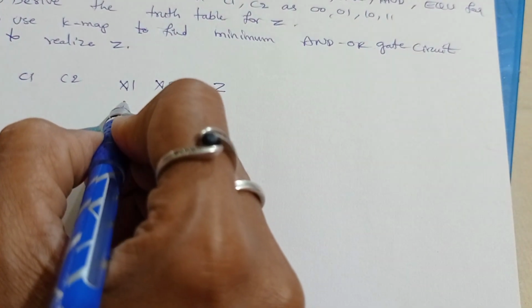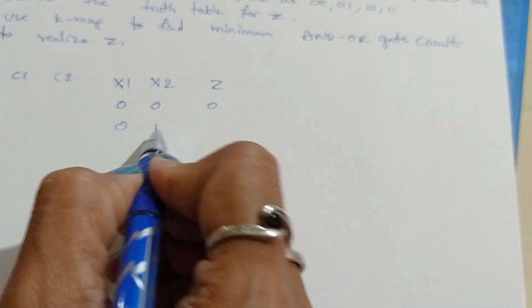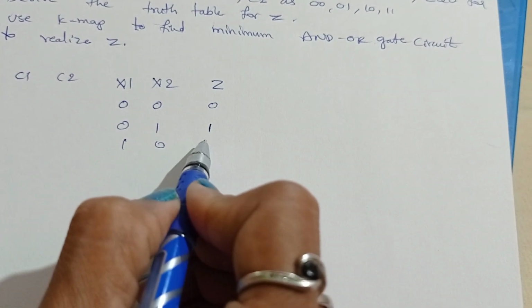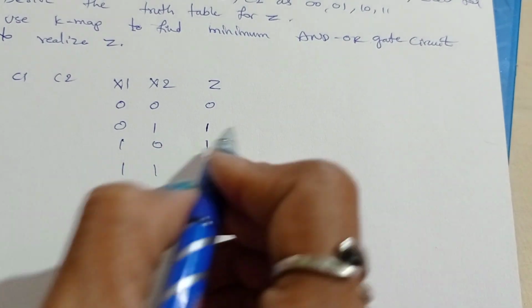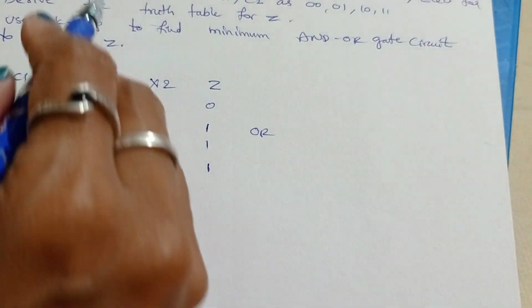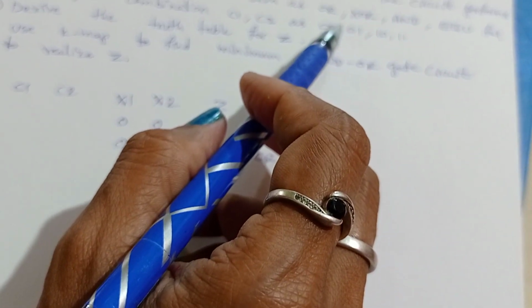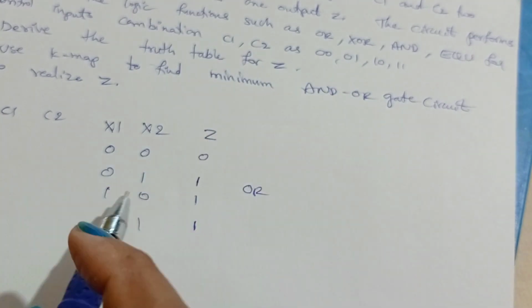That is, for 0 0 the output is 0, for 0 1 the output is 1, for 1 0 the output is 1, and for 1 1 the output is 1. This is the OR operation. Next, such as exclusive OR. The next is exclusive OR.